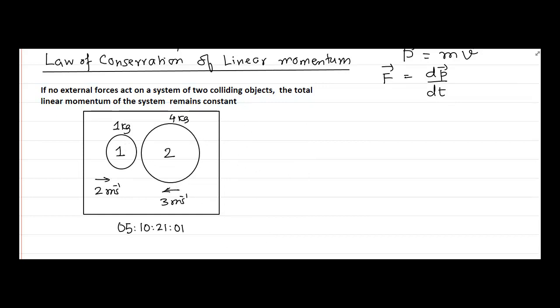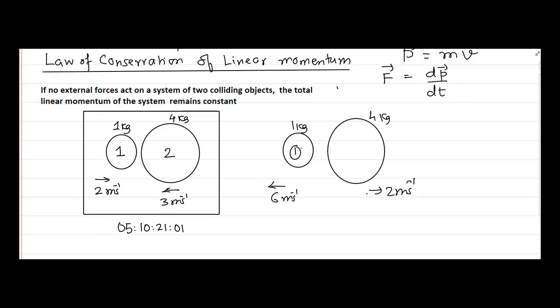So let's say I take both these objects again. This is the first object, and this is the bigger object, the 4 kilogram object, and let's say they collide and then start moving in the opposite direction. Now this object is moving in this direction with a velocity of 6 meters per second, and the other with a velocity of 2 meters per second. The masses of course remain the same, 1 kilogram and 4 kilogram.